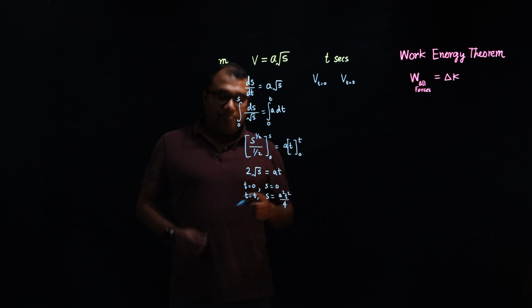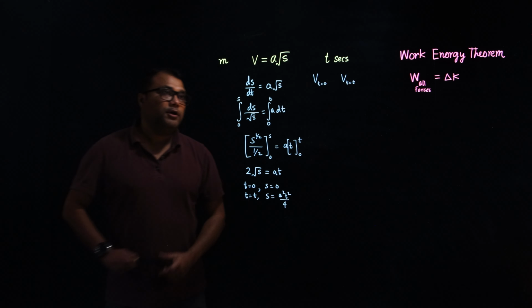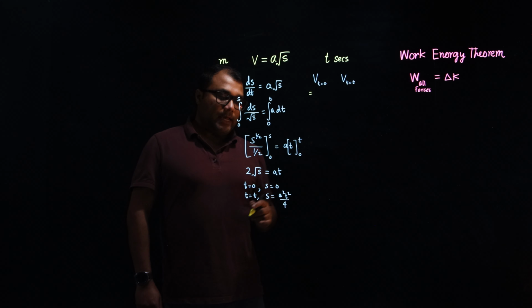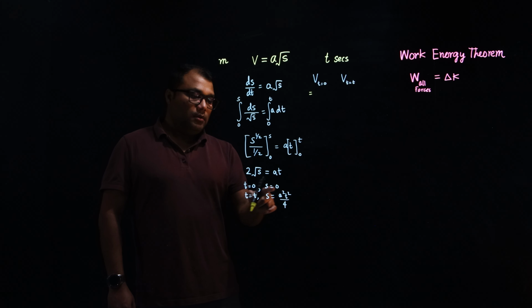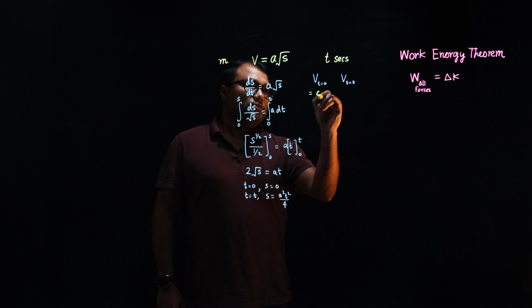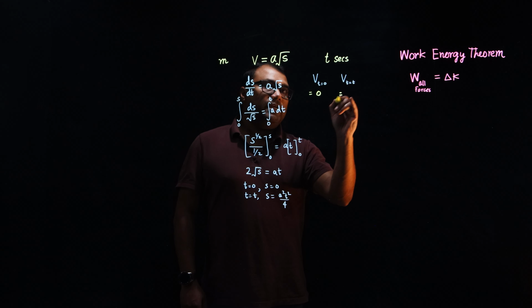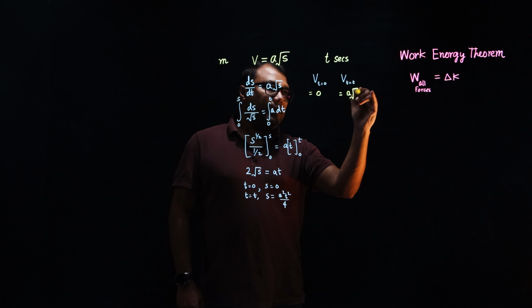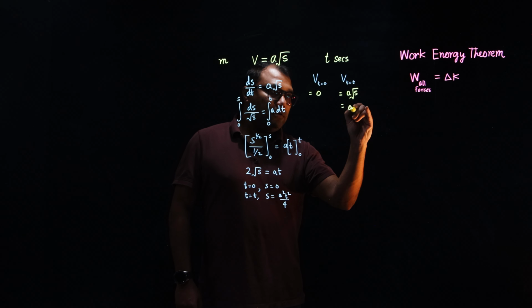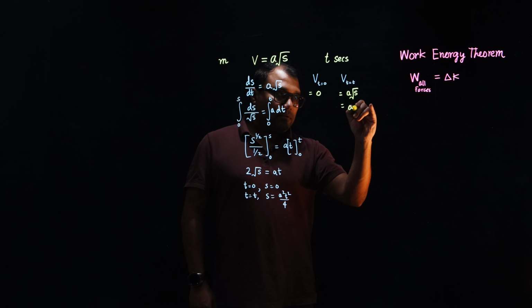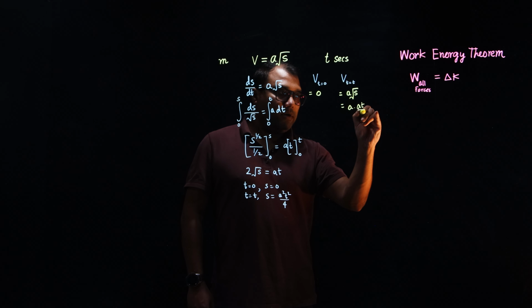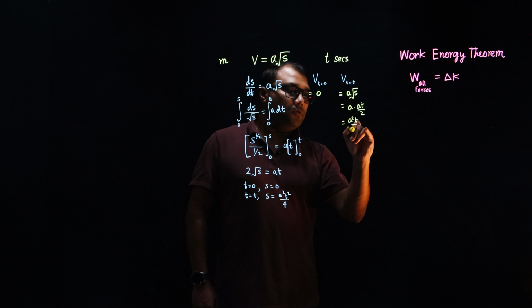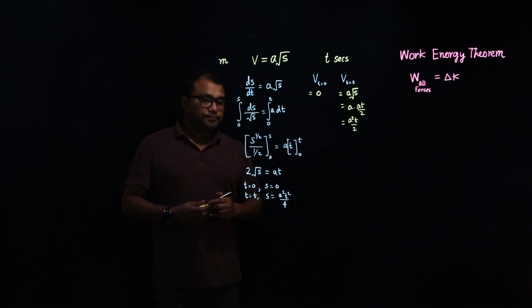Now if we substitute that back in the original equation, we get velocity at time 0: displacement was 0, so the velocity is 0. And velocity at time t is a root s, which will be at by 2, or we can write a squared t by 2.